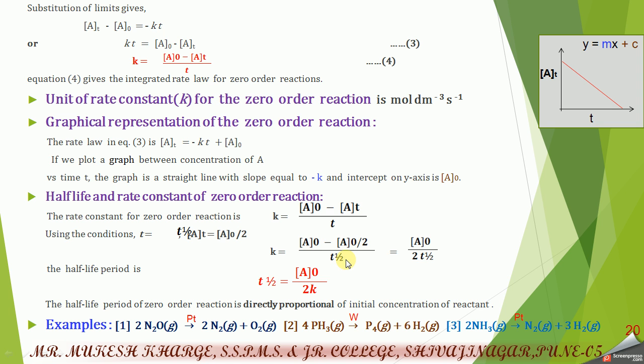Okay, so if we transfer t half to the left side and k to the right hand side, t half is nothing but A0 upon 2k. If you observe this formula of t half, that is the half-life period, the concentration term is involved. So the half-life period of zero order reaction is directly proportional to the initial concentration of your reactant A. Remember this, it may be asked in a multiple choice question. Half-life period of zero order reaction is directly proportional to the initial concentration of reactant.